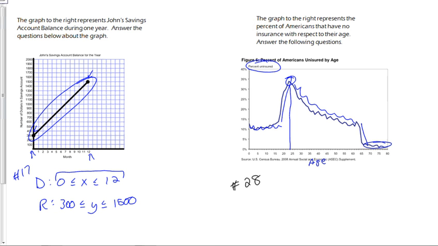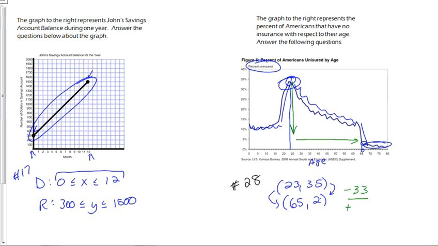So 23 is about right at that maximum there, where it's about 35%. We're going to estimate that as 23 and 35. And it goes to 65, which is right here. So we're going to follow that up, and that's at about 2, about 3. So we're going to estimate that as 65, comma 2, let's say. Okay, so rise has to do with these numbers, run has to do with those numbers. The rise in this case is actually going down. So we're going to make sure that that gets negative, and then the run is going positive. So down 33%, and it's going right, so that's positive, looks like 42%.